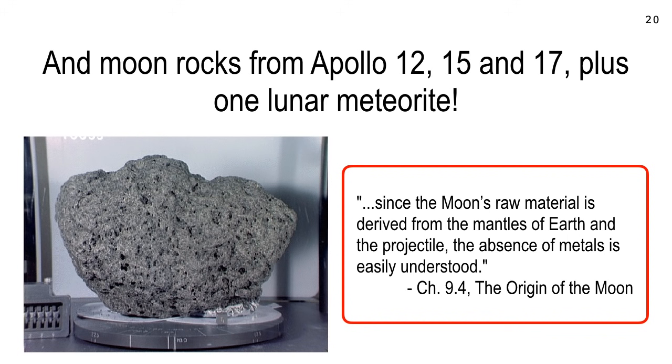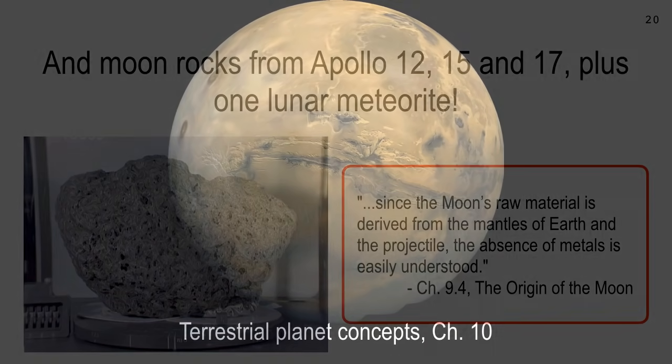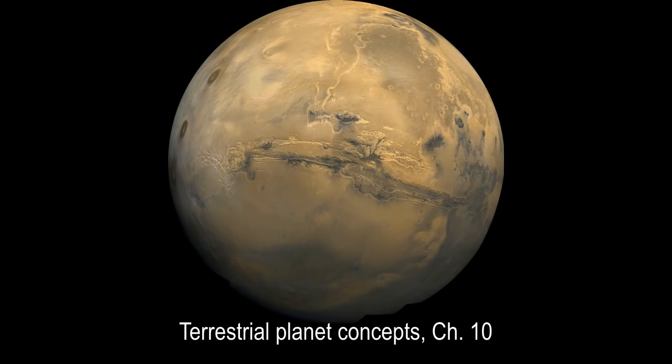Anyway, the origin of the moon is really, really interesting. You can read about it in chapter 9, which is mostly about the moon. Let's talk about chapter 10 stuff, terrestrial planet concepts, and let's take our first look at the terrestrial planets.